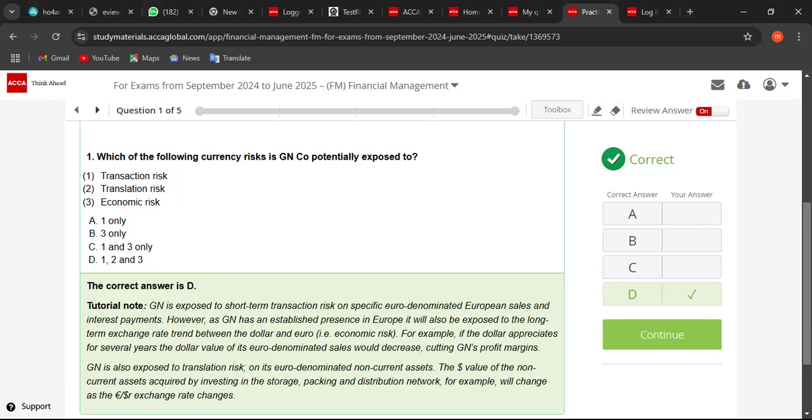Transaction risk is due to the hedging of the foreign currency movements, and the translation risk would also be there because we are going to have investments in our foreign country distribution and network channels. So definitely we will have some assets. When you convert those assets into your home currency, you will also find the translation risk. So the three will be present. So the answer is one, two, and three.